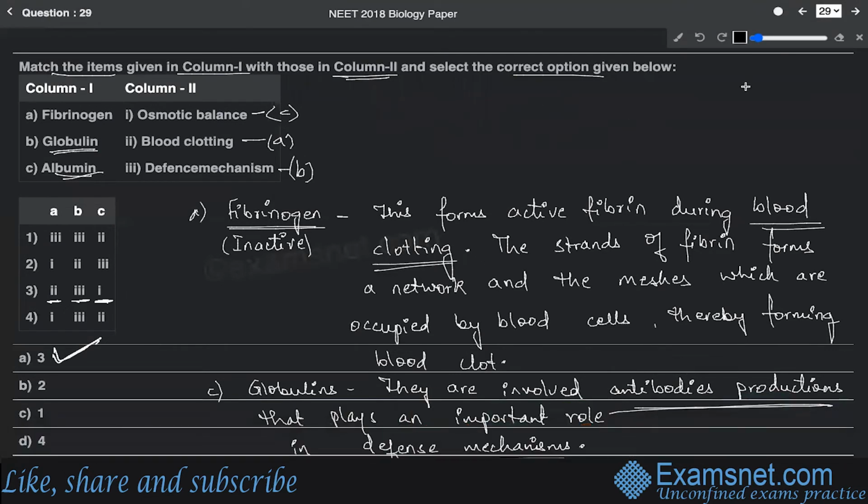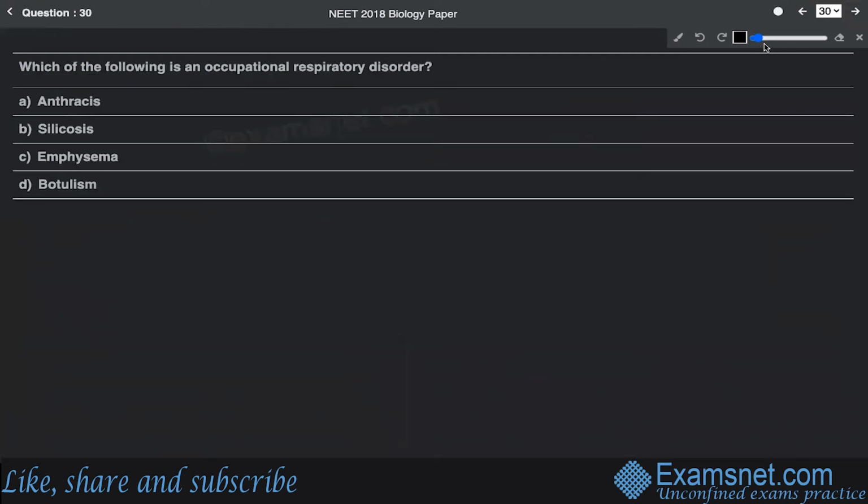All right. Now, question number 30. Question number 30 says, which of the following is an occupational respiratory disorder? Occupational respiratory disorder is one such disorder which is caused as a result of your occupation, or as a result of the work at the workplace. This question has been asked from the chapter of environmental issues. Let us take a look into the different options: anthracis, silicosis, emphysema, and botulism.